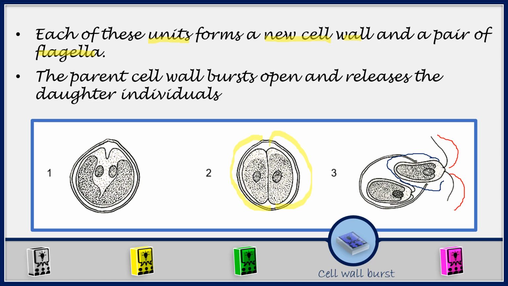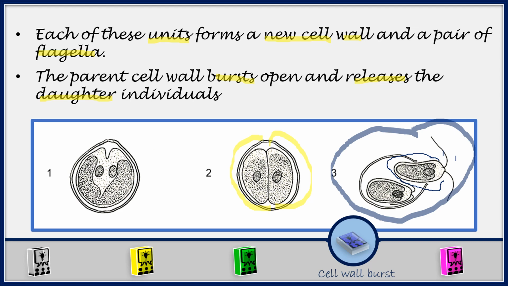Then the parent cell is going to burst open and it will release the daughter individuals. So our cell here has broken. It has burst open. And when it bursts open, it is going to release these new daughter cells formed. Here we can see we have two daughter cells. There is this one and there is a second one here, which have been already formed. And we are seeing that at this point here, our cell wall has broken and it is now releasing the daughter cells to get out from the original cell or parent.